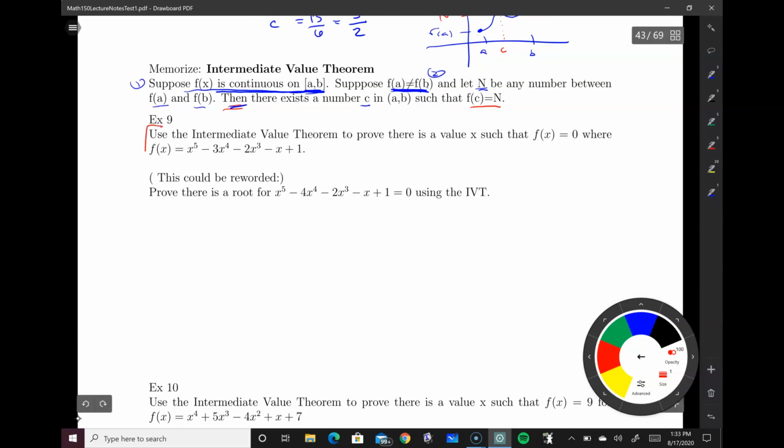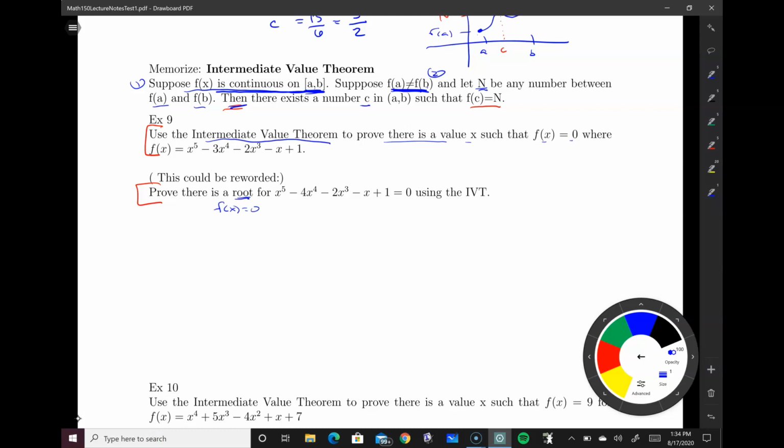So this is one way it could come reworded towards you, and this is another way. I'll always tell you to use the intermediate value theorem to show there is an x such that the function equals 0, where this is the function. Or you could be asked to prove there is a root, where f of x equals 0, for this function using the intermediate value theorem. Okay, so how do we do this?